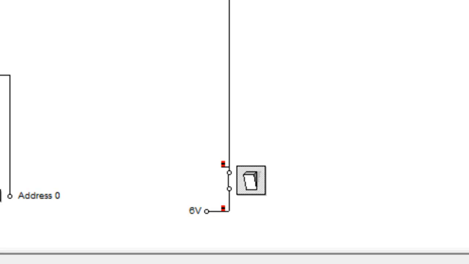Moreover, the 3x2 memory circuit is a circuit that allows you to save memory up to 6 bits of data.